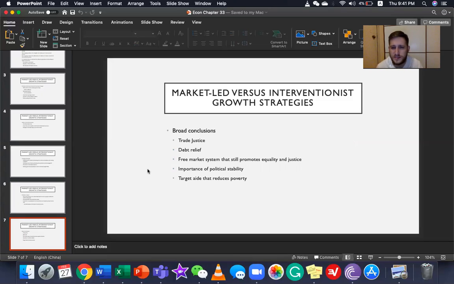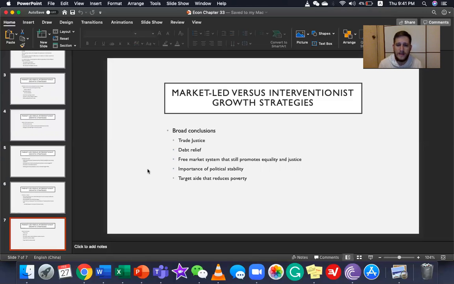I kind of put this slide in here to serve as a summary, that what we need is a balance of everything, right? We need trade justice. We need fair trade. We need trade that's fair to parties involved. We need to balance debt. We need a free market system that promotes equality, that promotes justice, across the world. That it's not just benefiting certain countries.